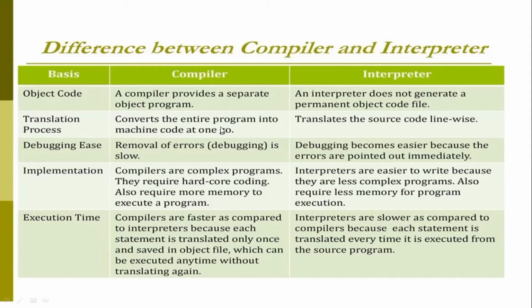First thing is that compilers are complex programs. It has complex lines of coding, very complex logics that are implemented inside the compiler, so they work accordingly and give you the output. And they require hardcore coding, means efficient coding, efficient code that will be implemented and translated inside the compiler. Also require more memory to execute a program.